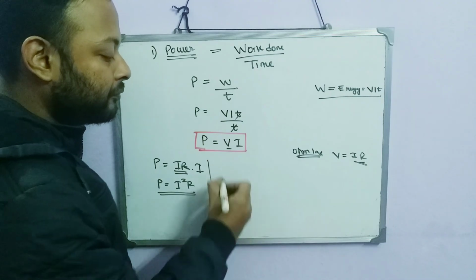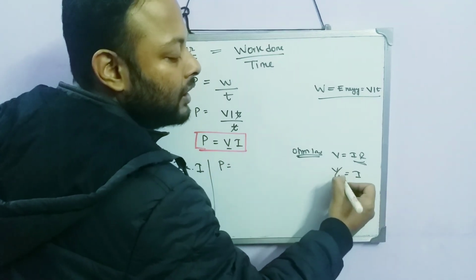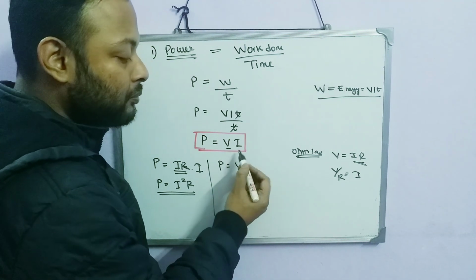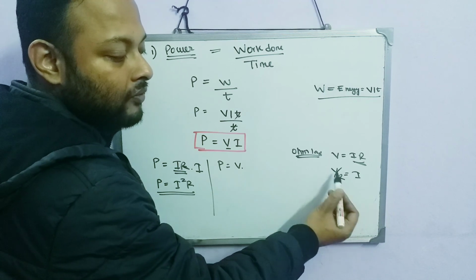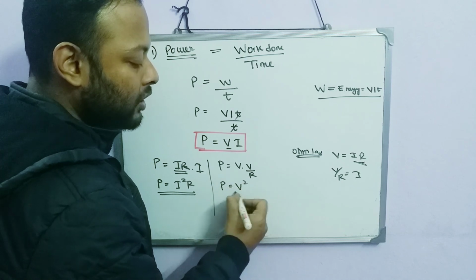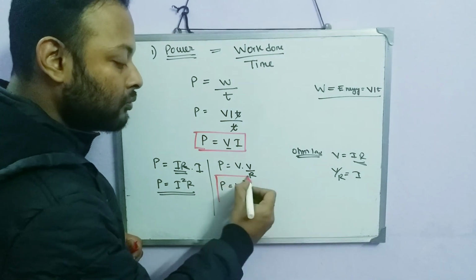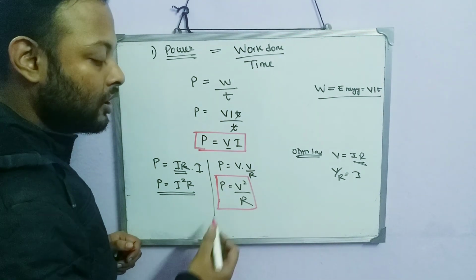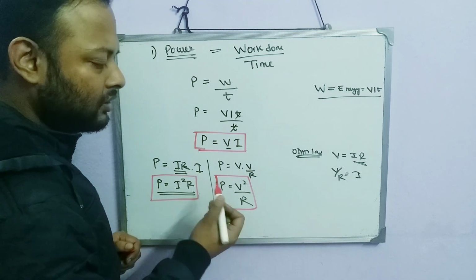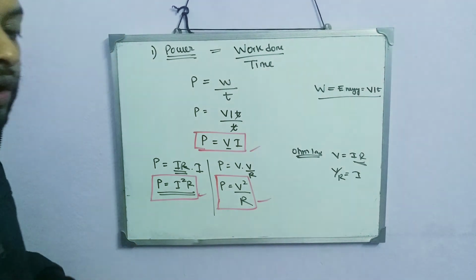Similarly, power is equal to VI, but what is I? I is equal to V by R. So in place of I, I substitute V by R. So power is equal to V square by R. These formulas are also used in many of the numericals. So basically you have to remember these three formulas for power.